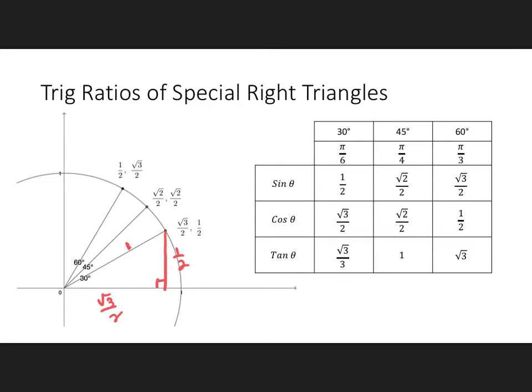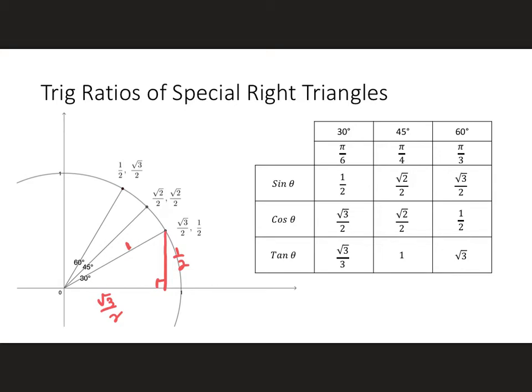And all of these values show up in our chart. The y value 1/2 is here in our chart under 30 degrees, and our x value of square root of 3 over 2 is here for the cosine. And then remember, we divided the 1/2 divided by the square root of 3 over 2. And once we finished simplifying, that became our tangent of square root of 3 over 3.